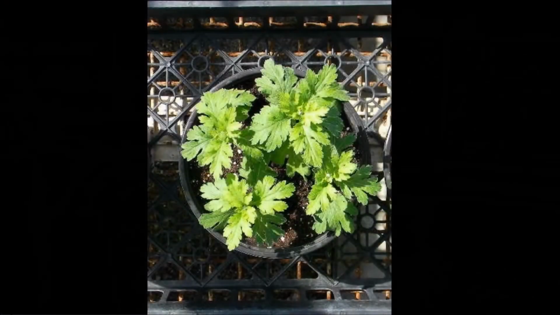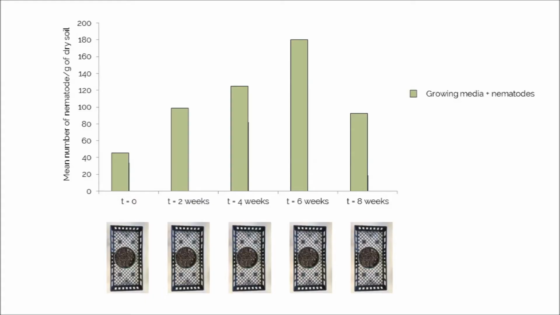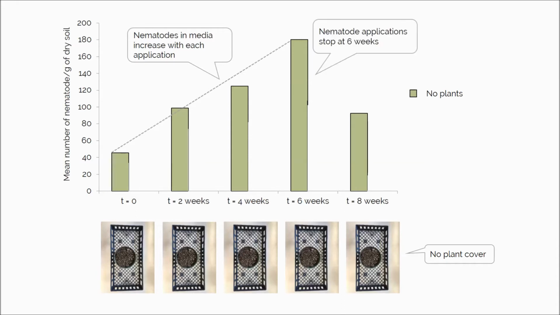As the plant canopy closes when the plants grow bigger, it's more difficult to reach the substrate with a nematode sprench. This graph shows the effect of the growing canopy cover on the amount of nematodes that reach the substrate when applying them as a sprench every 2 weeks for 6 weeks. If there are no plants, nematodes accumulate in the substrate after each application. When nematode application is stopped at 6 weeks, the number of nematodes in the substrate declines quickly.